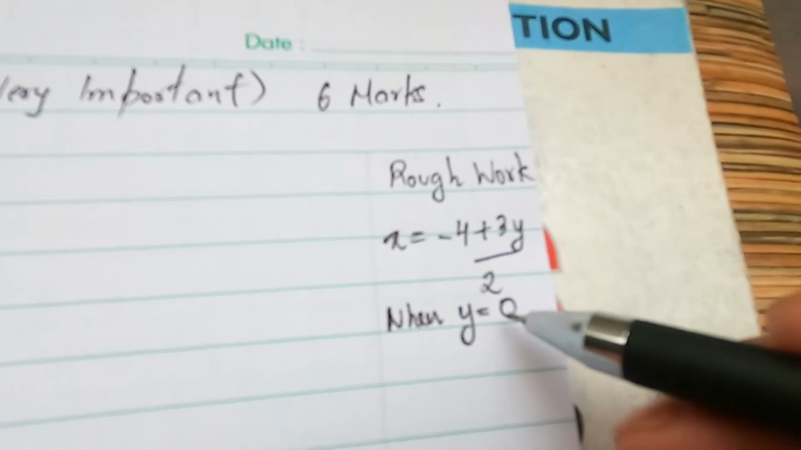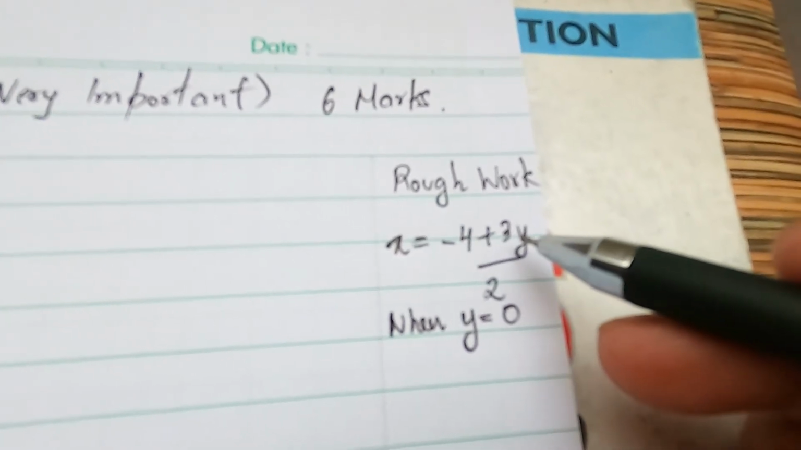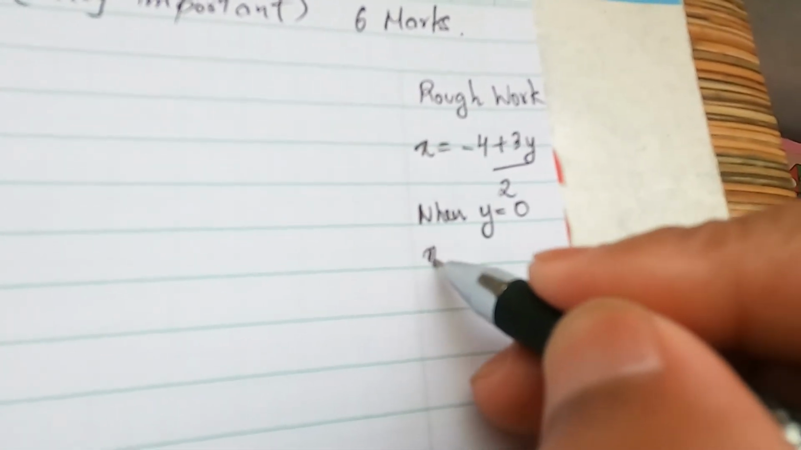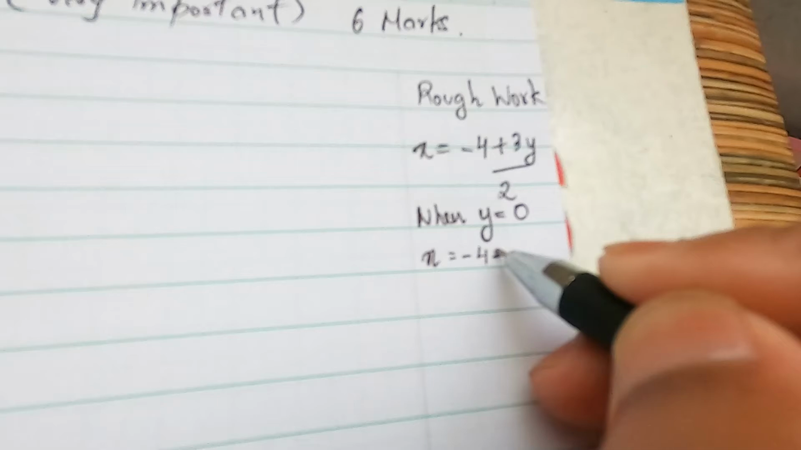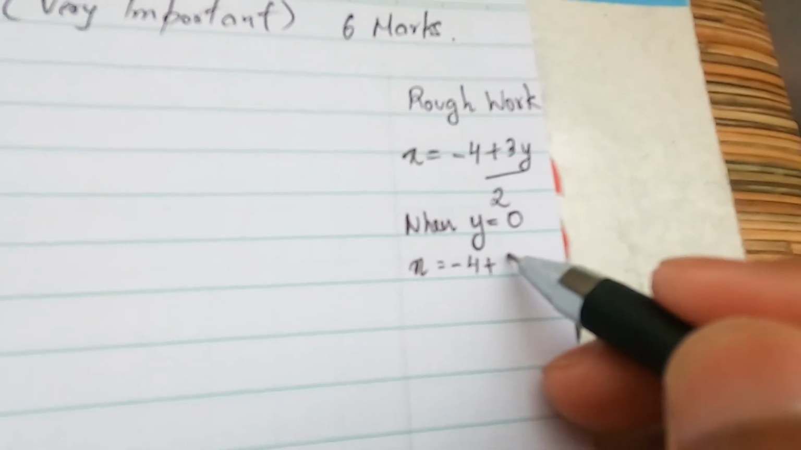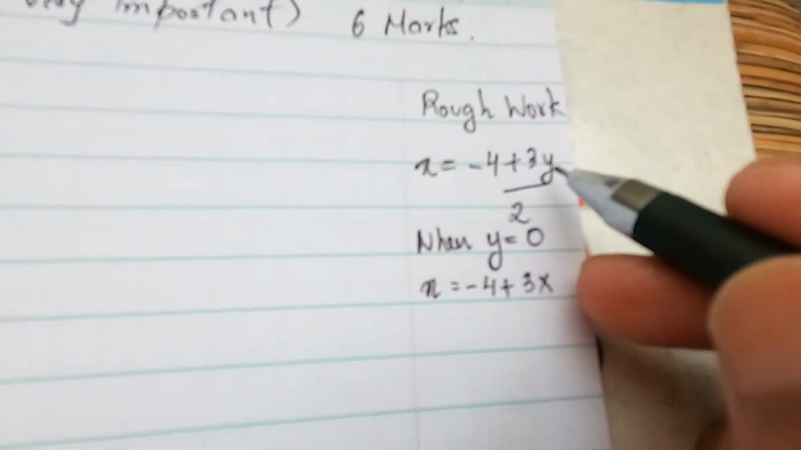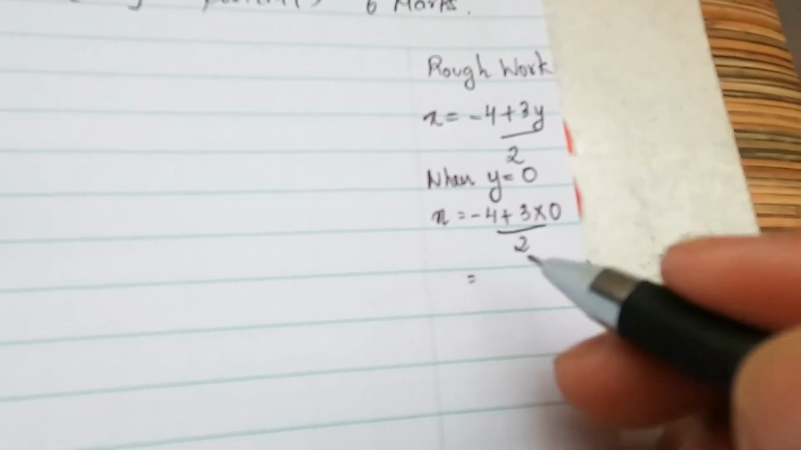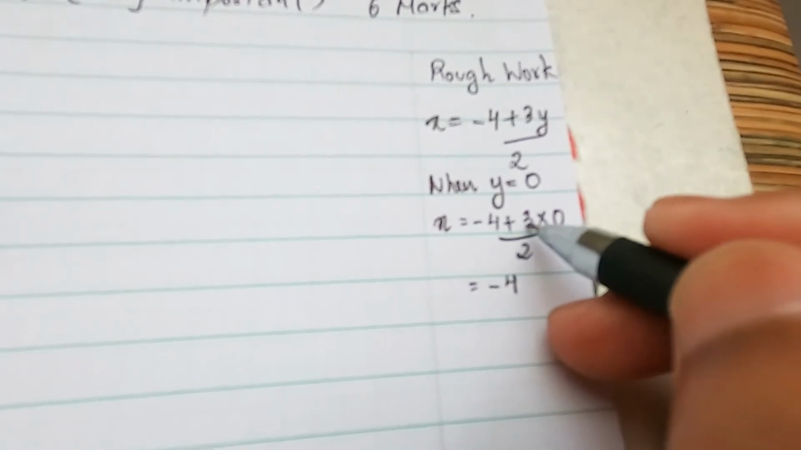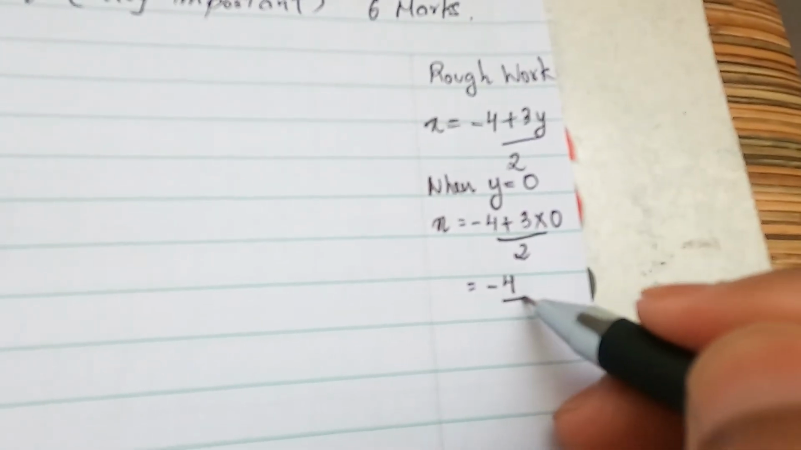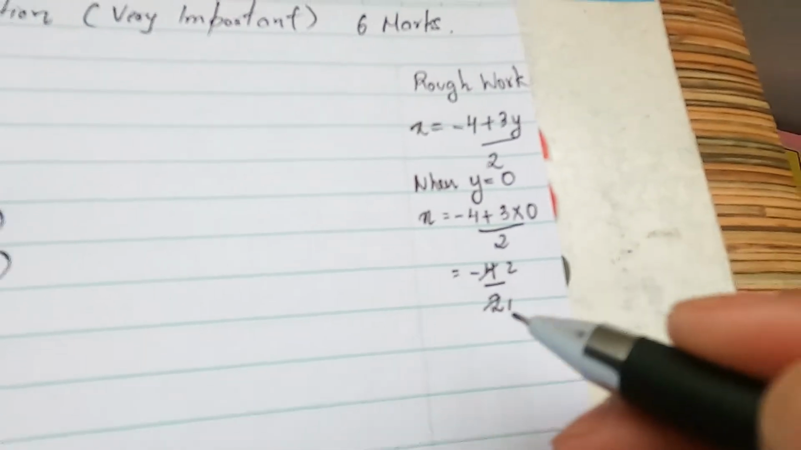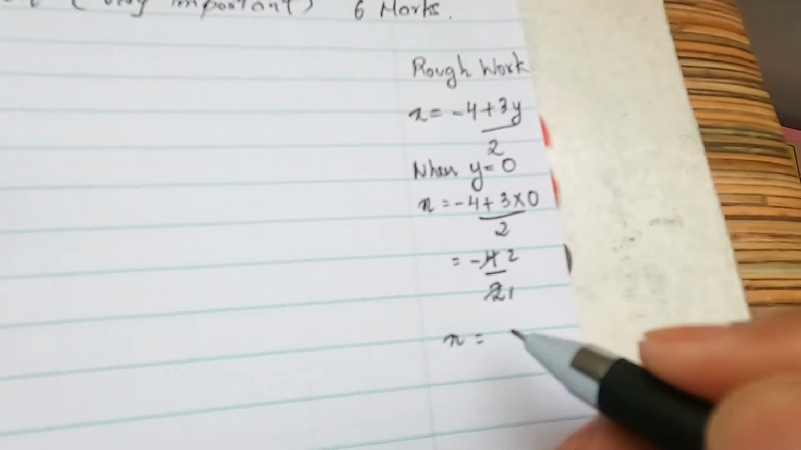All right, so when y is equal to 0, it simply means that in place of y, what will we keep here? 0. All right, so x is equal to minus 4 plus 3 into 0, divided by 2. So 3 into 0 will be 0. So what's left is minus 4 divided by 2, which is minus 2. So in this case, the value of x is minus 2.